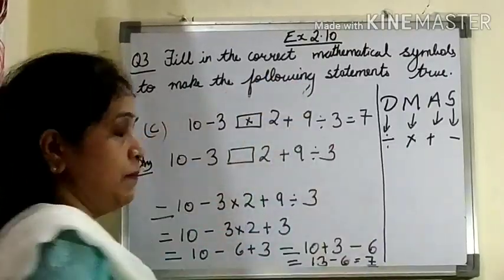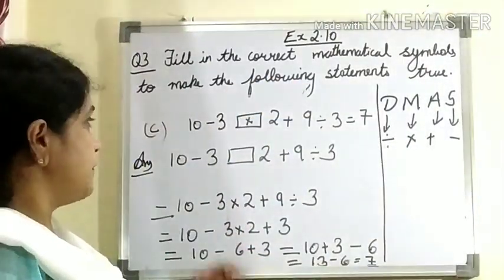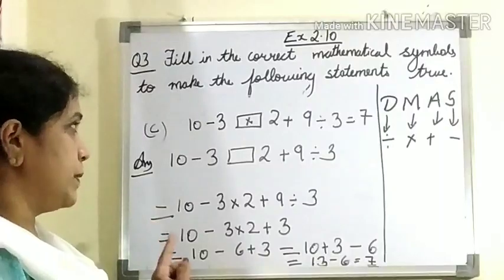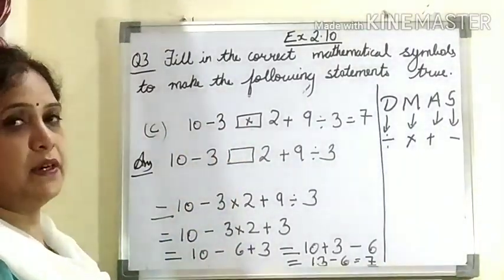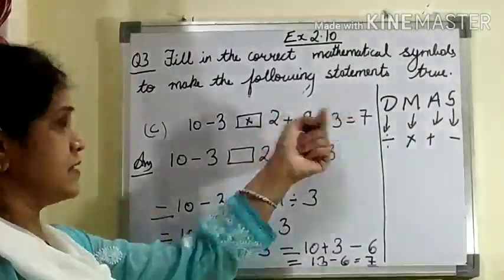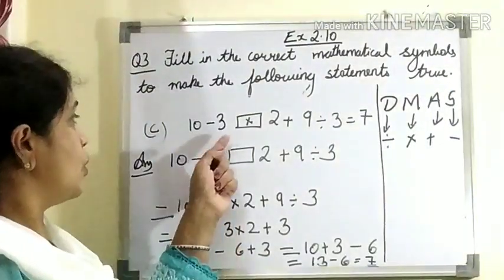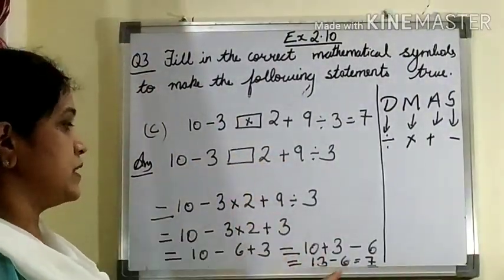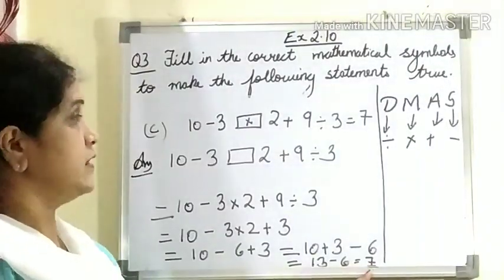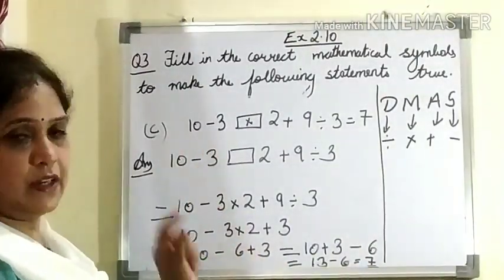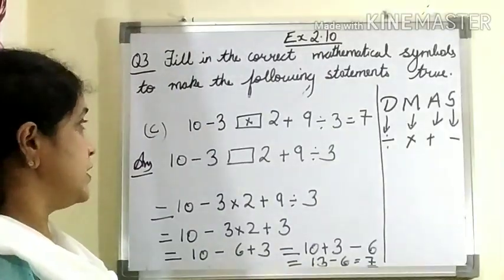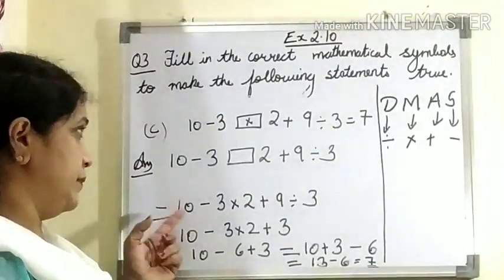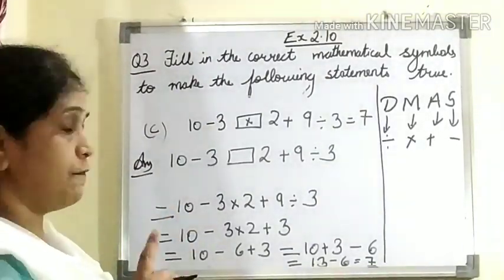It is multiplication. So I tried out division first. Division was ruled out because 3 divided by 2 will come in decimal, and the answer is given as a whole number. So next I tried multiplication, and as I proceeded I got the answer 7. That means the symbol that will come is multiply. In this way, one more example I am showing you, F1 I am solving.